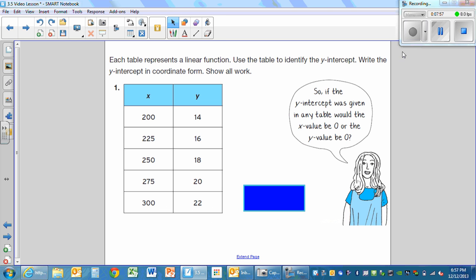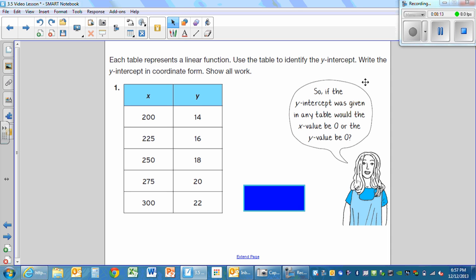Okay, moving on to the next page. Each table represents a linear function. Again, that's just a line on a graph. Use the table to identify the y-intercept. Write the y-intercept in coordinate form and show all of your work. We need to pay attention to what this girl is saying over here on the right.